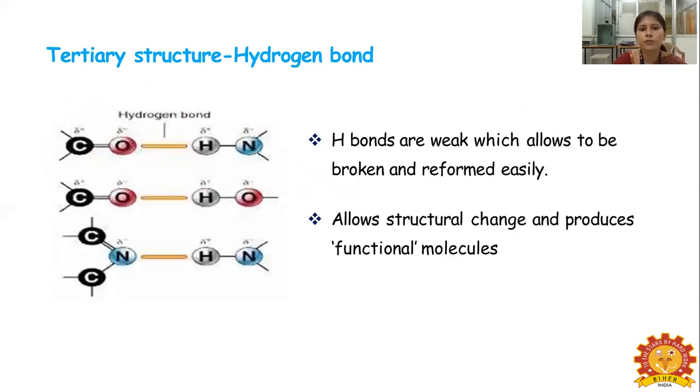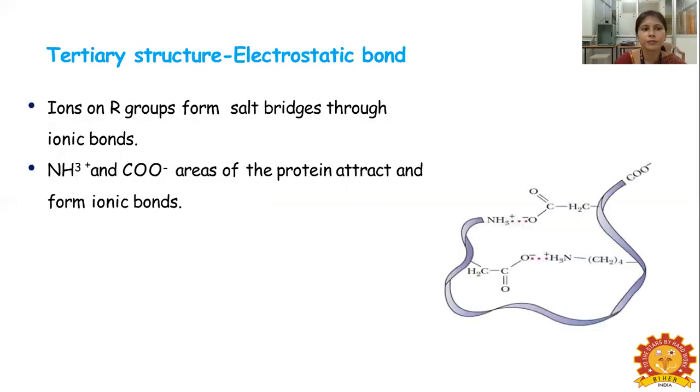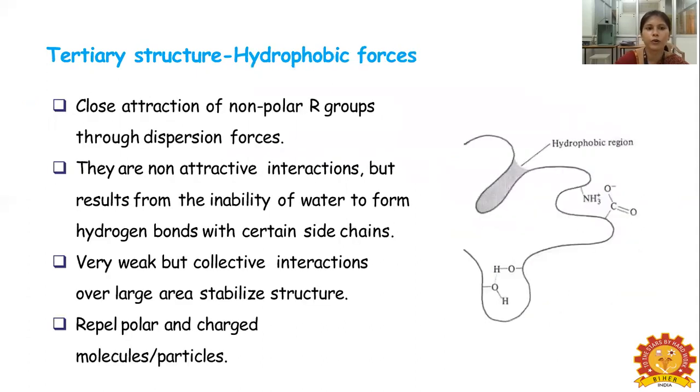These are the hydrogen bonds, which are weak and allow bonds to be broken and reformed easily, and this allows structural changes and produces functional molecules. This is the electrostatic interaction, where the ions on R groups form salt bridges or electrostatic interactions through ionic bonds. NH3 plus and COO minus areas of the protein attract, forming the ionic bonds.